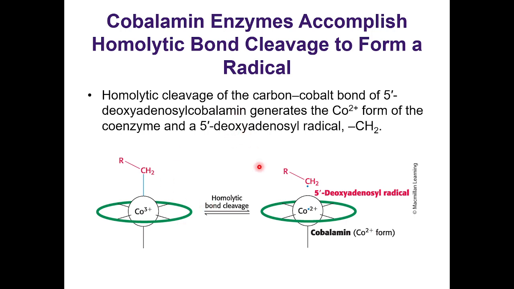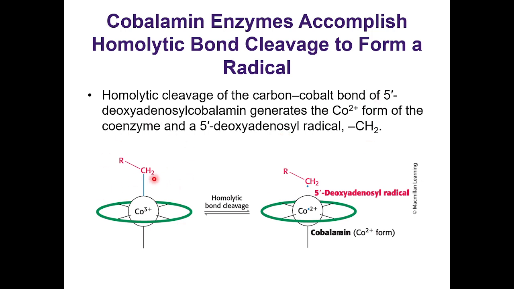This is the homolytic cleavage of the carbon-cobalt bond of 5' deoxyadenosyl cobalamin. It's going to generate the Co2+ form of the coenzyme and the 5' deoxyadenosyl radical, which is right here. It's that CH2 radical. But remember, that will still be attached to the deoxyadenosyl. Okay?